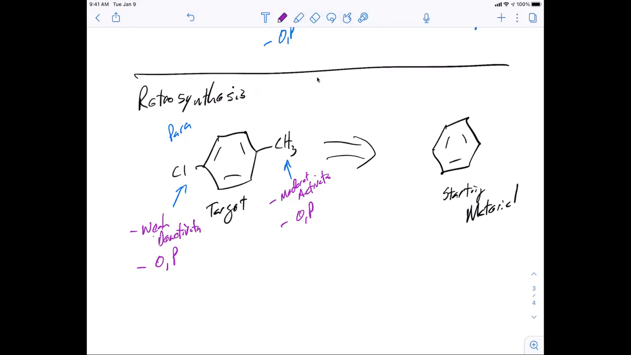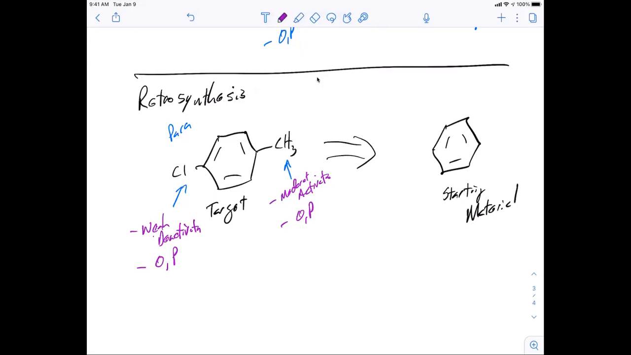Now, don't get hung up on the fact that you would also get ortho, right? So if your target molecule is a para, you're also going to most likely get some ortho, okay? Unless the question specifically asks you to make the para without the ortho, don't let that bother you. You're going to get some ortho. Same thing if the question asks for more ortho. If it asks for ortho, you're going to get some para, right? We will get to very selective, but in this question, all I'm asking is how could you make this?